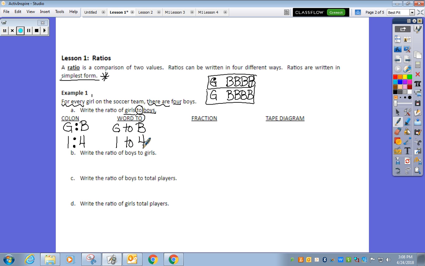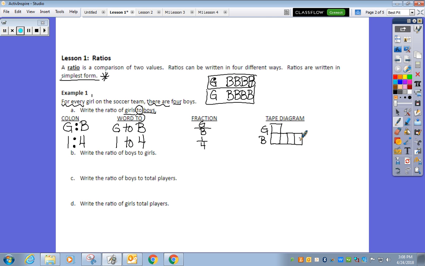The next one is a fraction, girls to boys, or 1 to 4. And then the last one is a tape diagram. And a tape diagram is just a drawing of boxes. So you would draw 1 box for the number of girls. And then underneath that, and I do it lined up and directly touching, I would put 1 for the boys and then extend that box to create the 4 boxes I would need. So I've got 1 box for the number of girls, 1, 2, 3, 4 for the number of boys. So those are the 4 different ways that you can write that ratio.